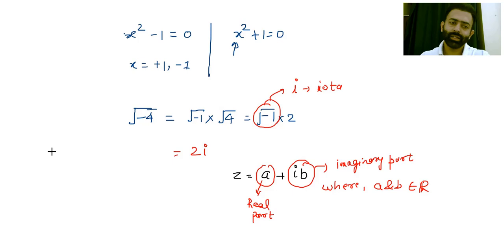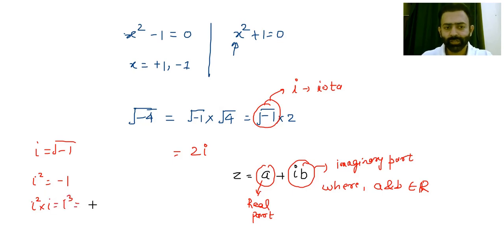So just remember that the value of i is the square root of -1. If I square this, you will get -1. i into i will be -1. And if I again multiply this i squared by i, that means i cubed, that will become -1 into the square root of -1. This is i cubed, that means minus i.